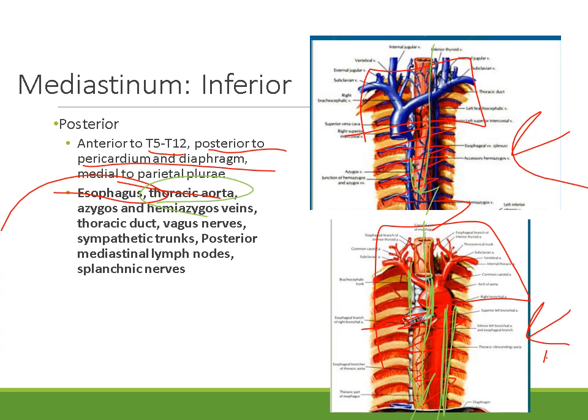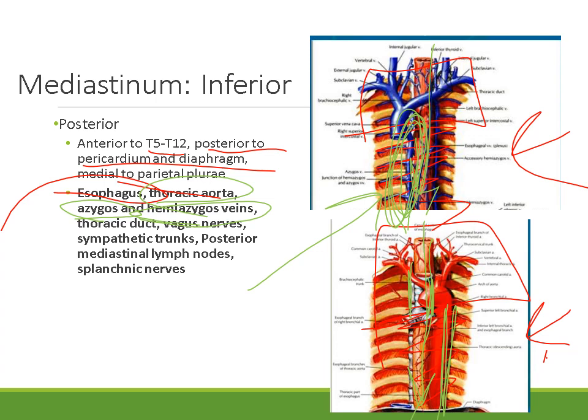We can see the azygous and hemiazygous veins. So if you look at this top picture, the azygous vein is this vein right here. It passes down the back, and it's passing down the right side of the vertebral column, all the way from the lumbar region up to about the T4 level. So again, passing all the way up the right side of the vertebral column is the azygous vein.